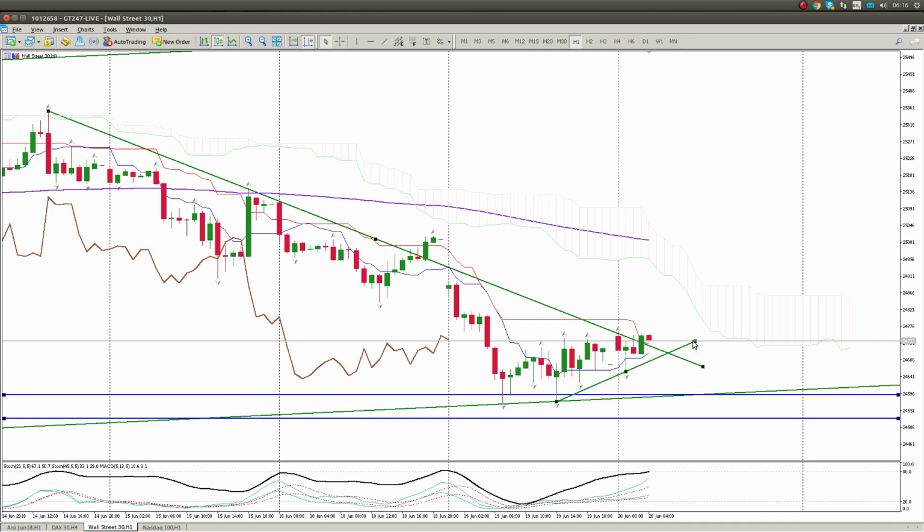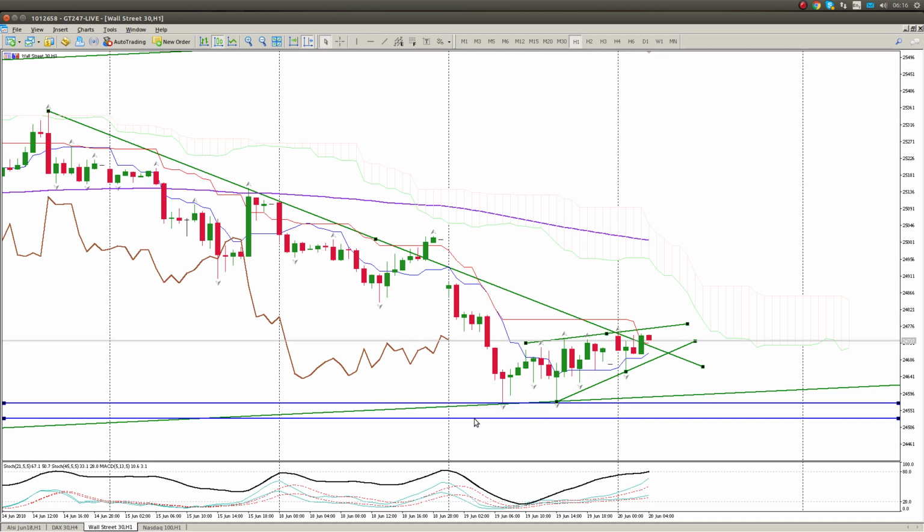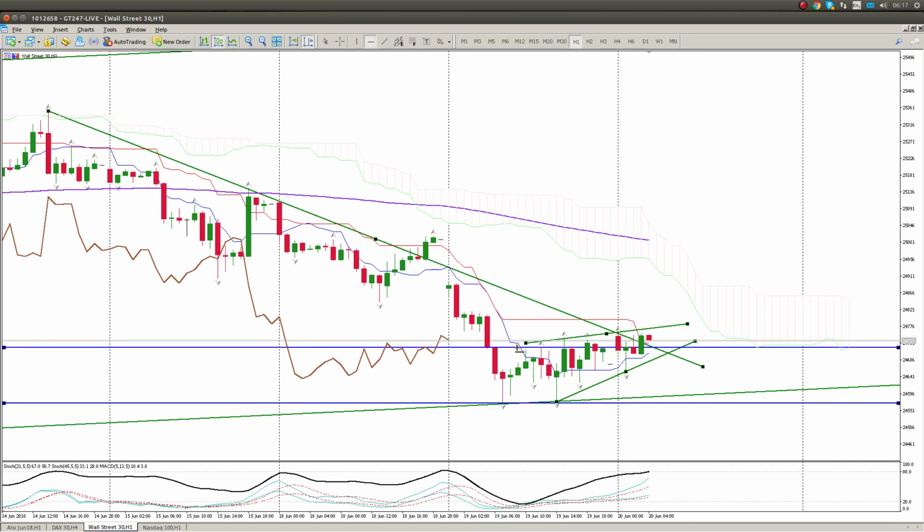We then have pretty much a rising wedge. I'm going to adjust that to there, and I'm going to delete this one here. Okay, so we've got a double bottom here. We have got a rising wedge, but we also broke the top of the double bottom. See how we've closed above it.